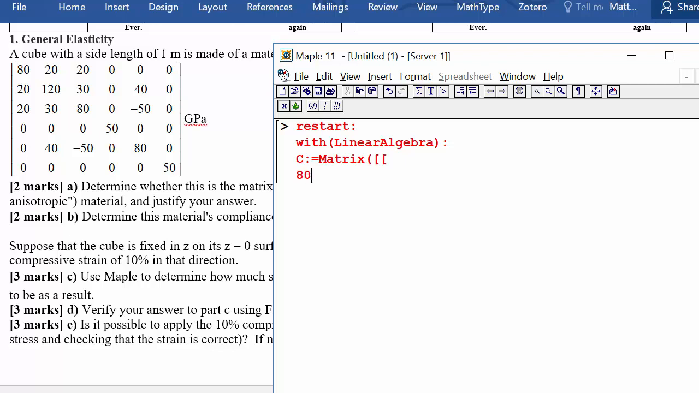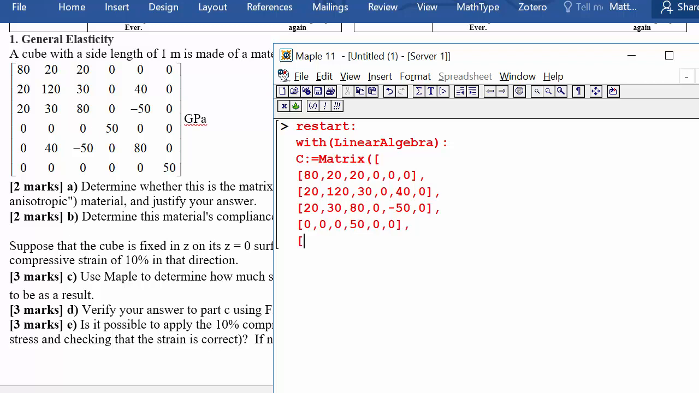Matrix 80, 20, 20, 0. Let's put this down on that line, actually. 80, 20, 20, 0, 0, 0. 21, 20, 30, 0, 40, 0. 20, 30, 80, 0, negative 50, and 0. 0, 0, 0, 50, 0, 0. 0, 40, negative 50, 0, 80, 0. And 0, 0, 0, 0, 0, 50.